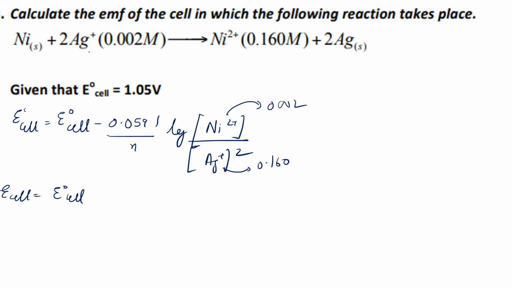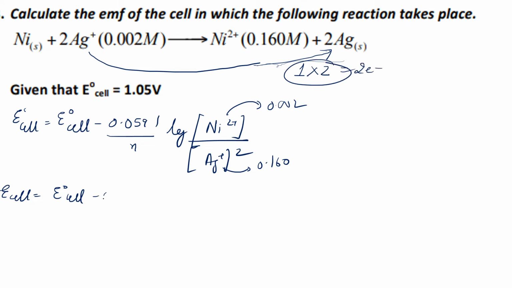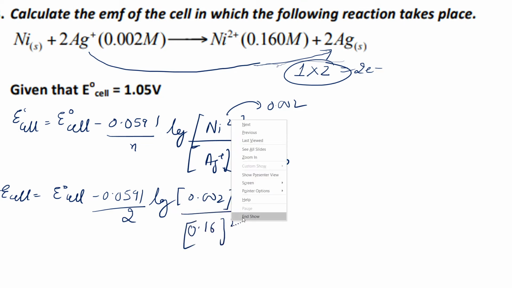How many electrons are used? Silver ion is converting into silver. So 1 electron for that into 2 for stoichiometry. Overall 2 electrons are being consumed. So minus 0.0591 divided by 2 log of nickel 0.002 concentration they have provided. For silver they have provided 1.16 raised to power 2.